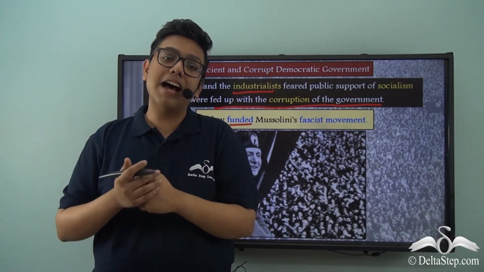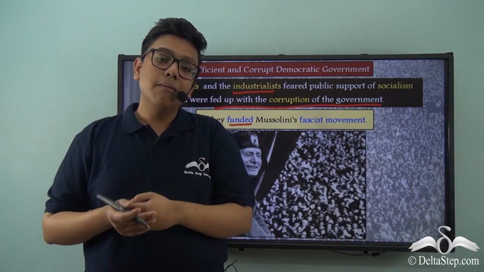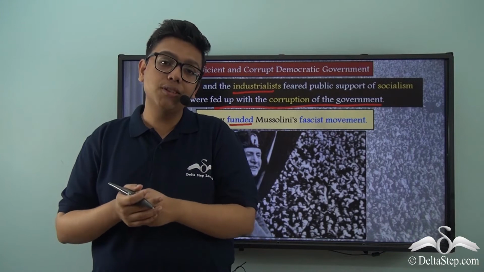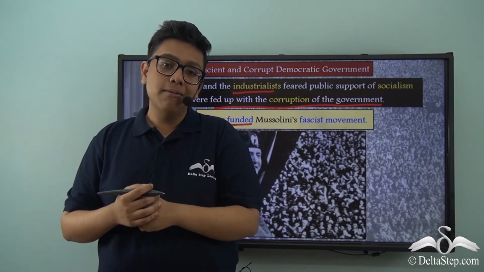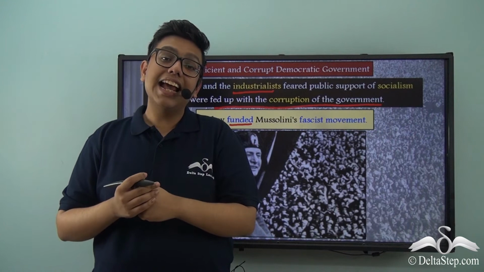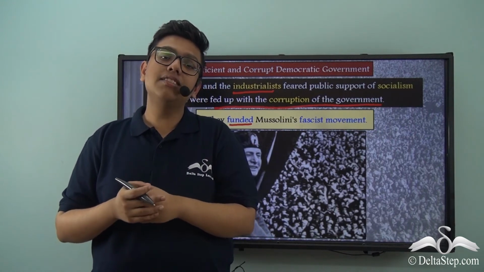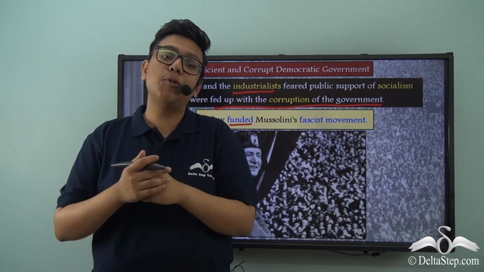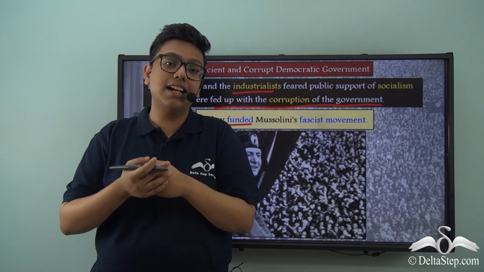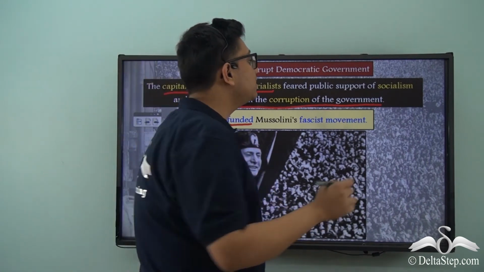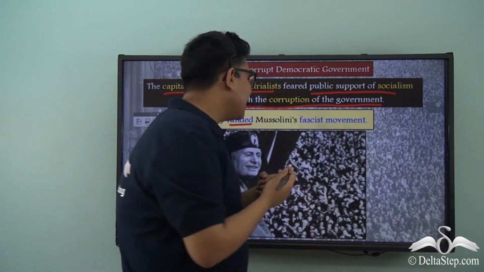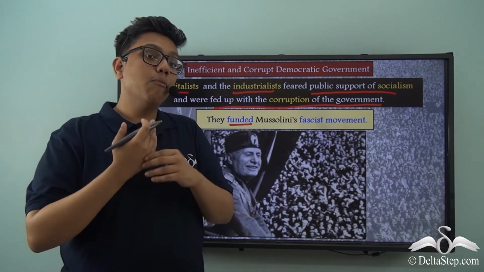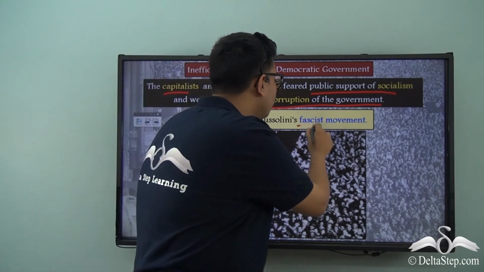And again, guess who that man was? Mussolini, of course. Mussolini assured them that their property and their interests would be looked after if they support the fascist movement. Because if you remember, a fascist state is a corporate state which also happens to look into the interests of the corporate owners and does not abolish private property. That is why we see the capitalists and the industrialists, who feared the public support of socialism and of course were fed up with the corruption of the government, finally funded Mussolini and his fascist movement.